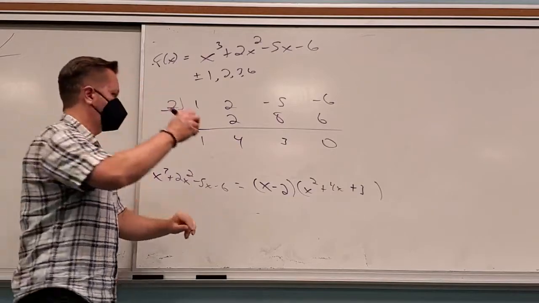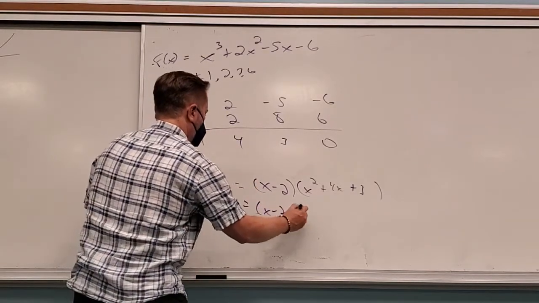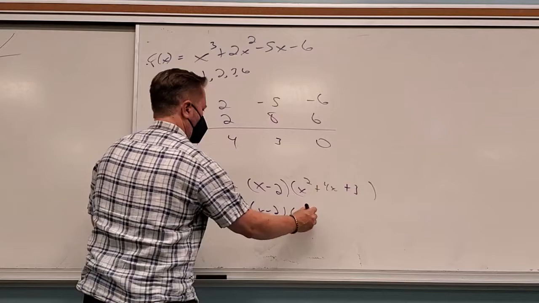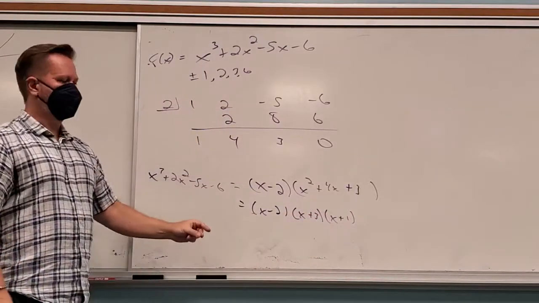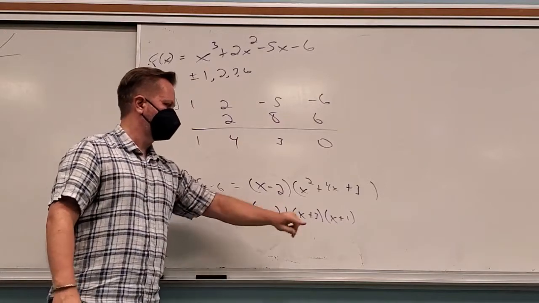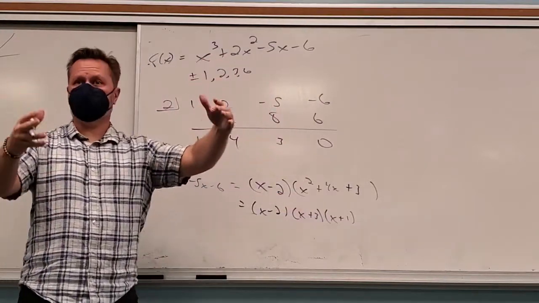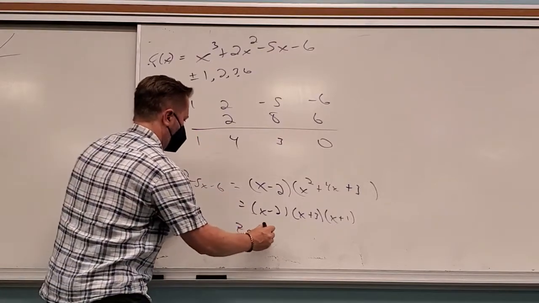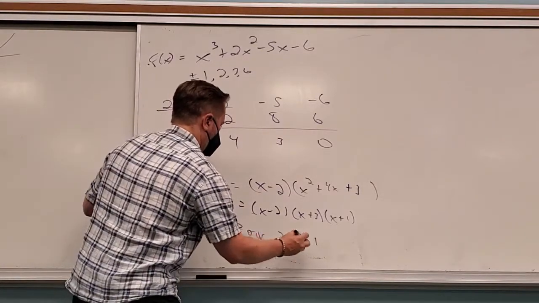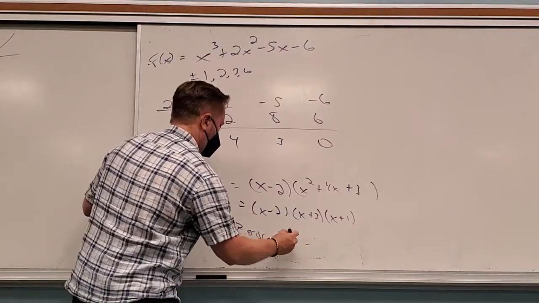Or, all right, we'll get to another or. So what do I get? I get x minus 2. How do you factor this? X plus 3. X plus 1. So what are the zeros? 2, negative 3, negative 1. So if it's asking for zeros, you better list them, right? So the zeros are 2, negative 3, negative 1. You can do it, Jeff.